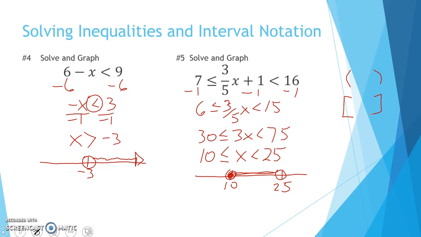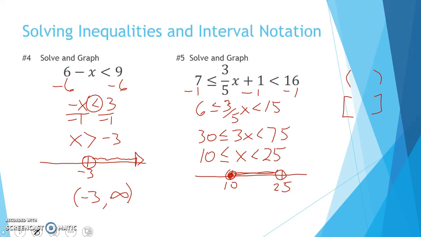Negative 3 all the way to infinity would look something like this. I'm going to start with negative 3, but it's an open circle, and I'm going to go all the way up to infinity. And because I never really get to infinity, it's an open circle, so it's a parenthesis.